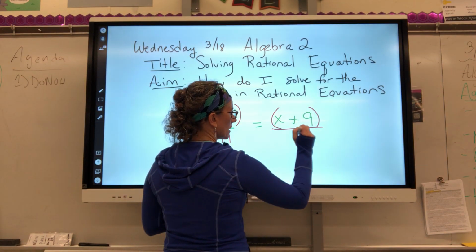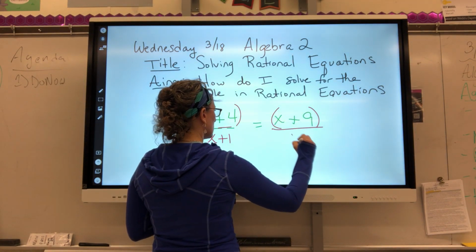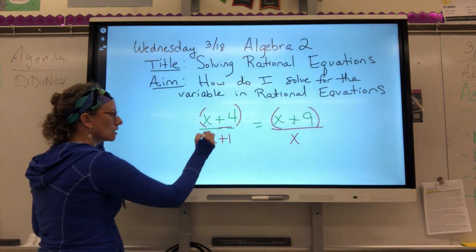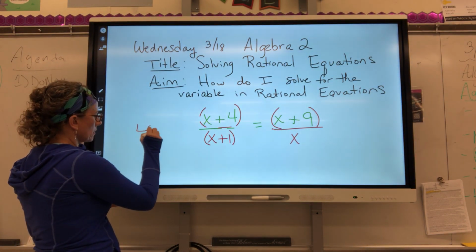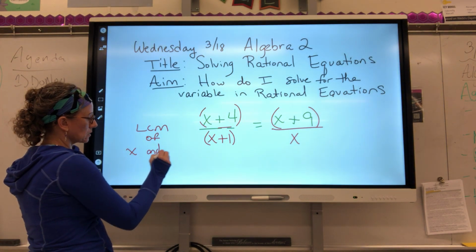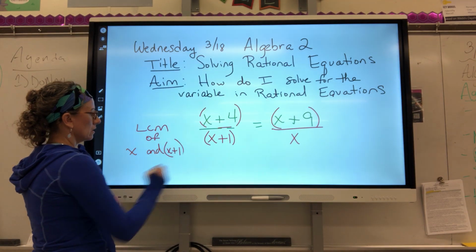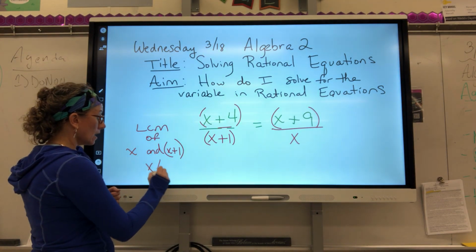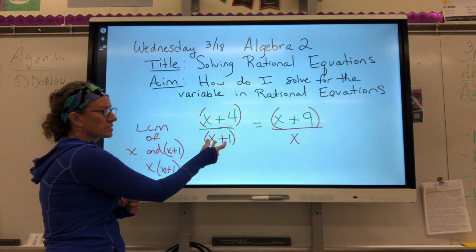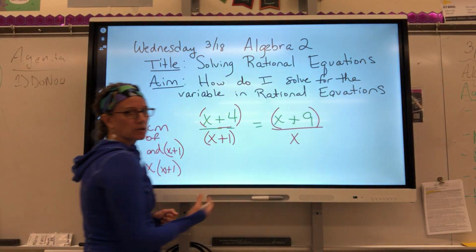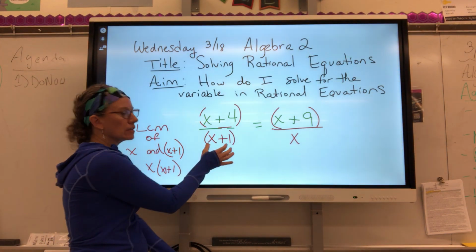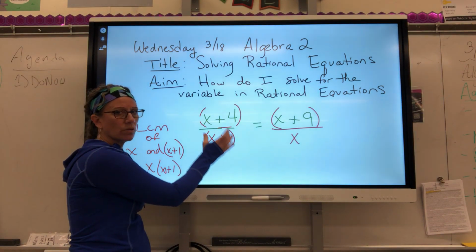And maybe on this side it was just an x. Now I have to again think, what is the least common multiple of x and x plus 1? Well, it's x times (x plus 1). Because I need all of this represented and all of this represented. And even though there's an x there, I can't break this apart. I have to think of this as a unit. This is the whole thing.